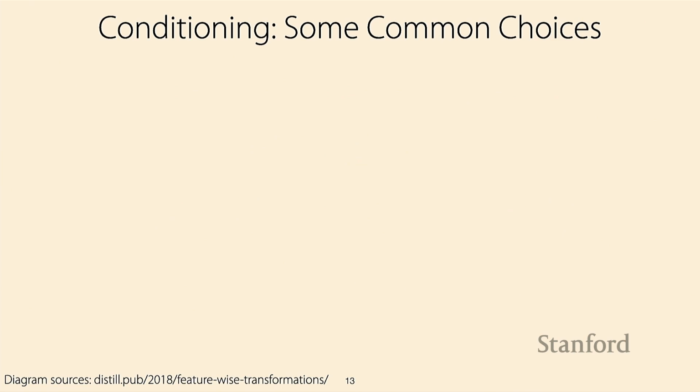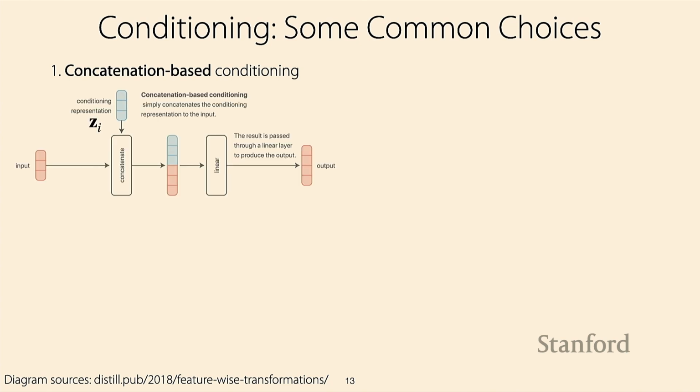So we looked at two extremes of conditioning. I want to go over a few other common choices in conditioning. We talked about just concatenating the z_i with the activations at one of the layers. So this looks something like this, where you take the input or the activations at one layer, you take your z_i, you concatenate them together, and then pass that into the network.